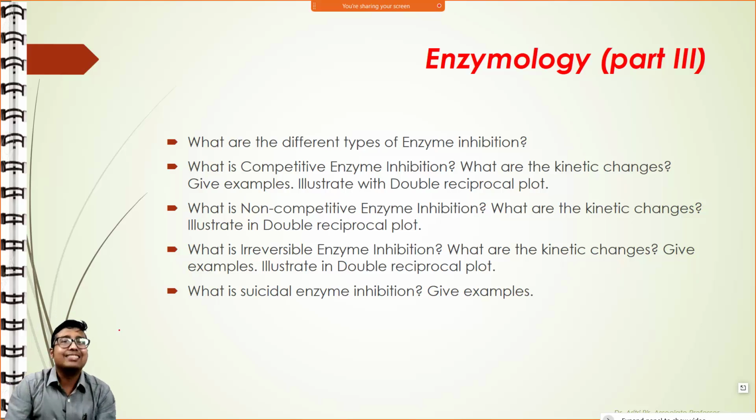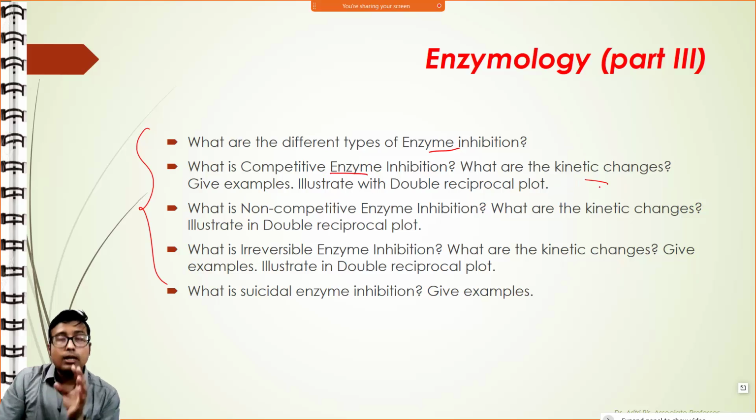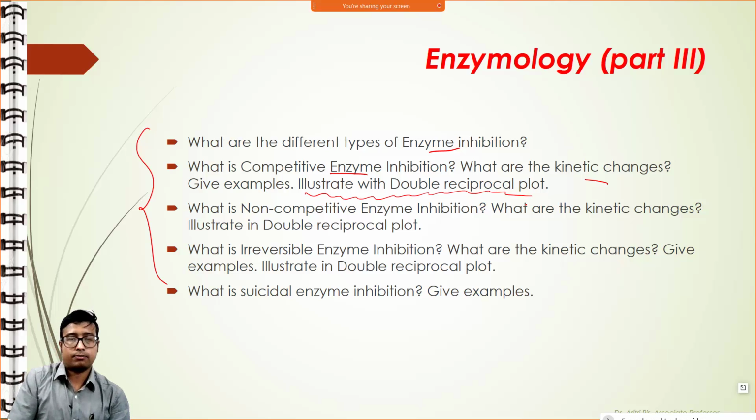So, when we come to enzyme inhibition, based on how much time is left today, these are the areas that we need to focus on. What are the different types of enzyme inhibition, right? You need to know about competitive enzyme inhibition. What are the kinetic changes? It means you need to know how it affects the Km and Vmax, how it affects the Michaelis Menten curve, and how it affects the Lineweaver Burk plot.